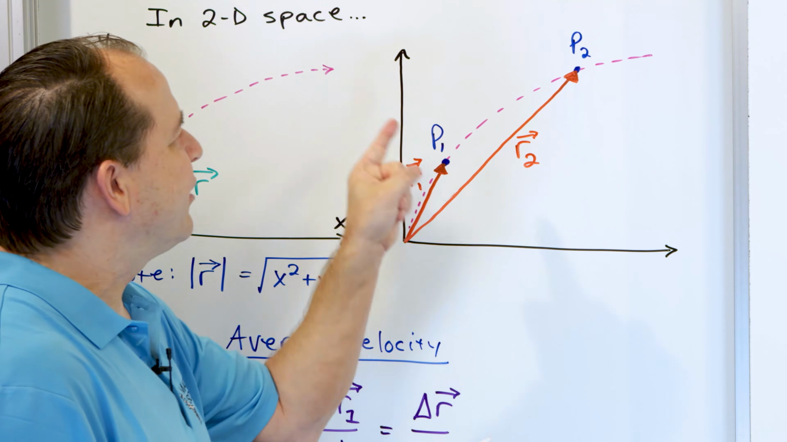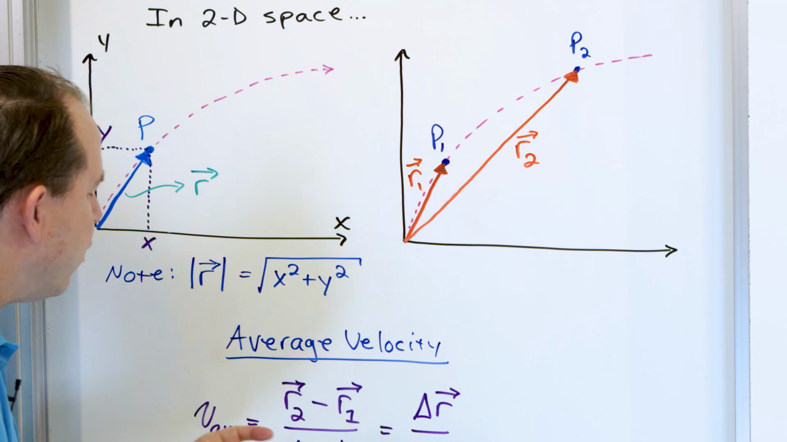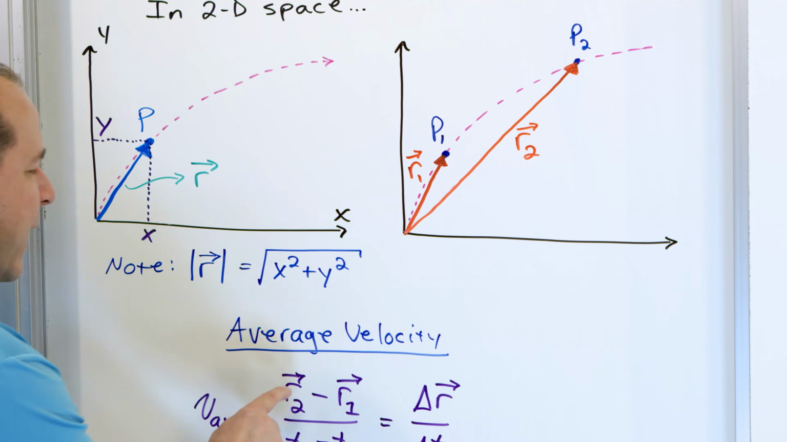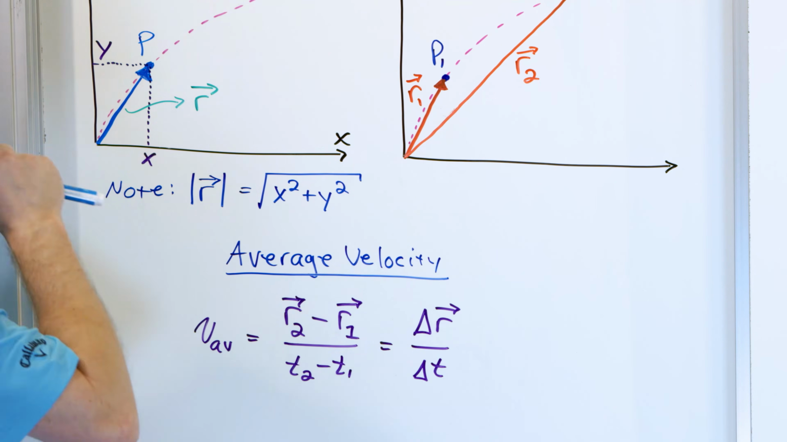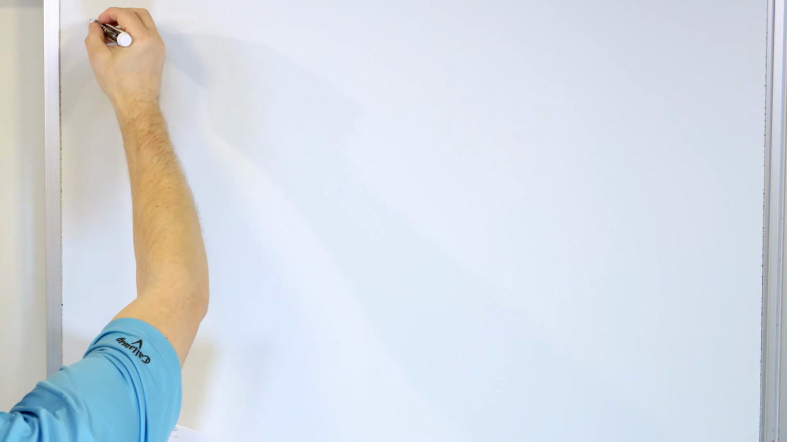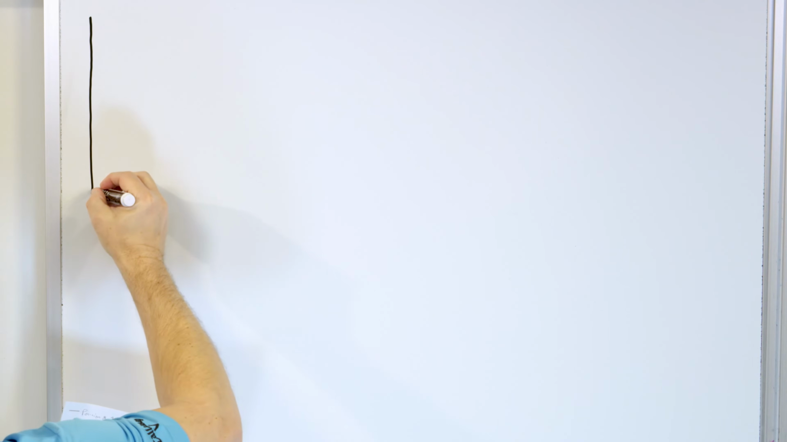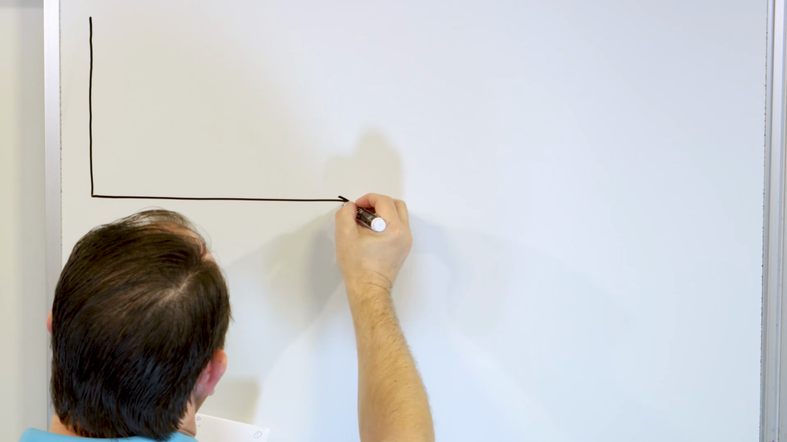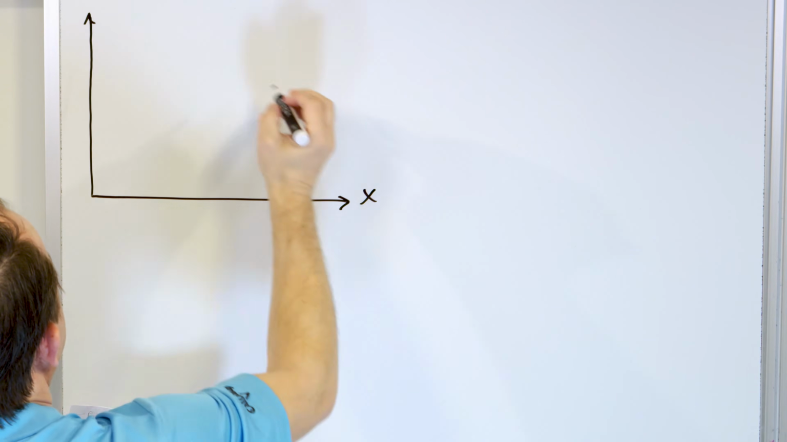Now, how do we actually graphically show and calculate what the average velocity is? What I want to do is actually subtract these vectors here. So let's go over and draw a picture on this board on exactly how to do that. So I'm going to draw another little axis like this. And of course, this is going to be X and this is going to be Y.